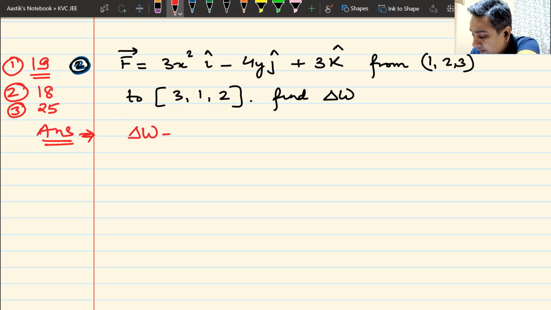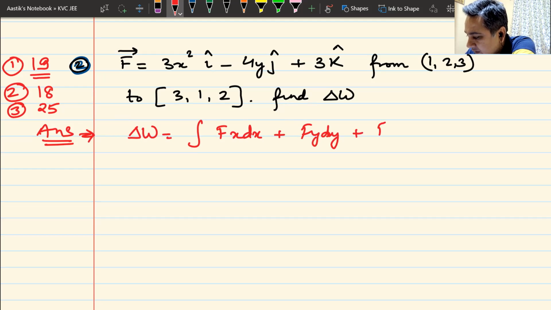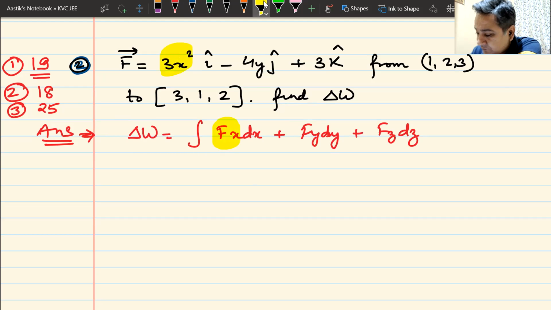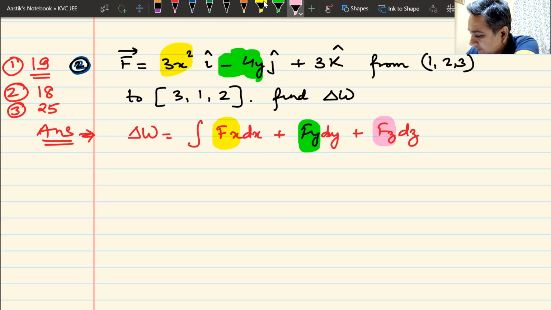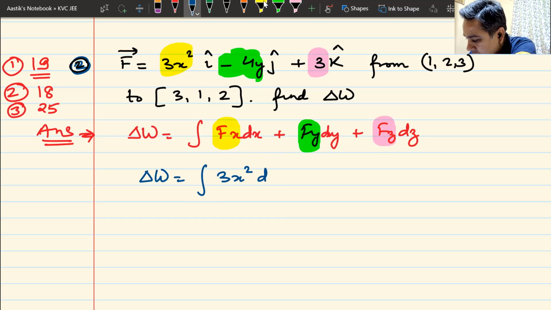The only way I can solve this is to find the work done using this integral, integral of fx dx. I'm writing the shortcut, not shortcut, the smart cut, fy dy plus fz dz. Or just put the values. I'll just put the values and I'll mark them for everyone to understand. Fx, the yellow one, is 3x square. Fy, the green one, is minus 4y. Do not forget the plus minus sign. Fz is a constant, 3. I just put the values. Delta W, work done, is the integral of 3x square dx minus 4y dy plus 3 dz.